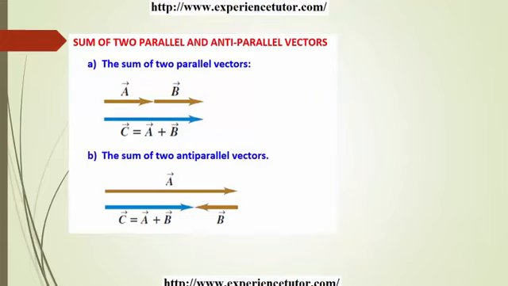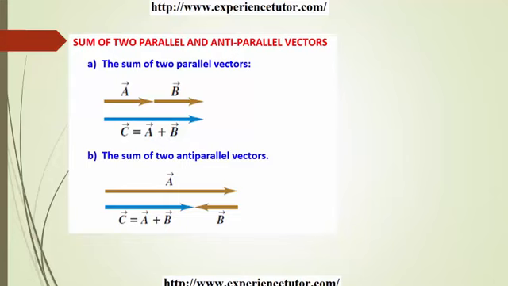Sum of two parallel and antiparallel vectors. The sum of two parallel vectors is explained below. A is a vector, B is another vector in the same direction. Therefore, C is equal to A plus B. The sum of two antiparallel vectors is explained below. A is a vector, C is equal to A plus B, B is a vector with opposite sign.